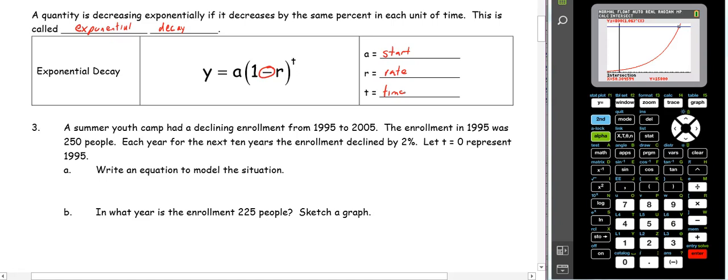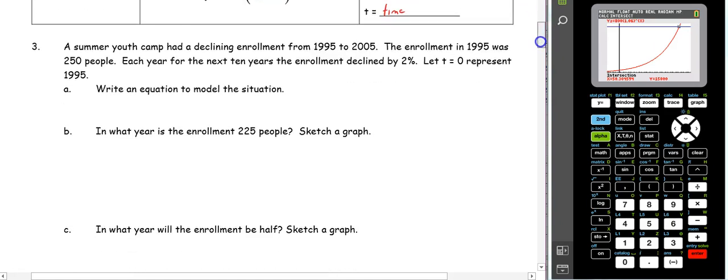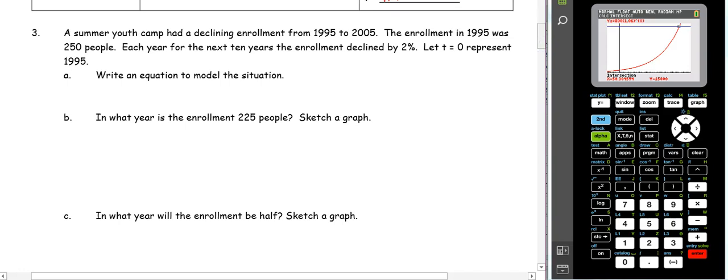So in number 3, a summer youth camp has a declining enrollment from 1995 to 2005. The enrollment in 1995 was 250 people. Each year for the next 10 years, the enrollment decreased by 2%. Let t equal 0 represent the year 1995. So write a model for this equation.